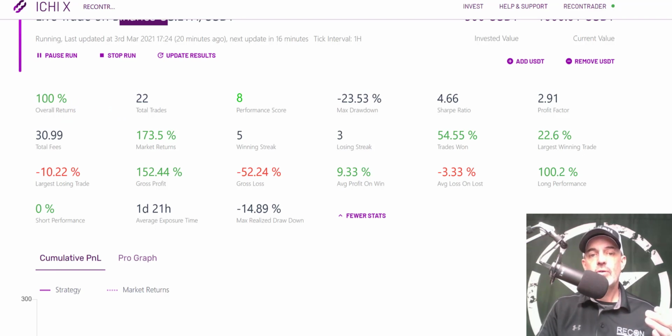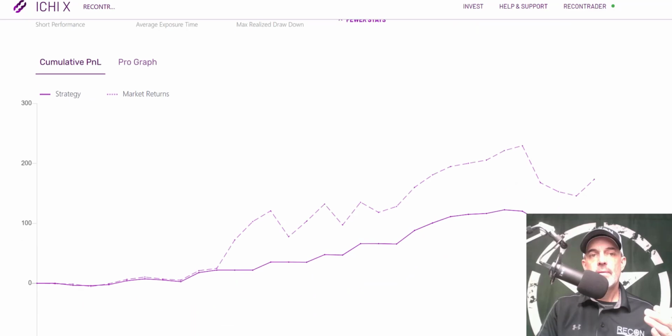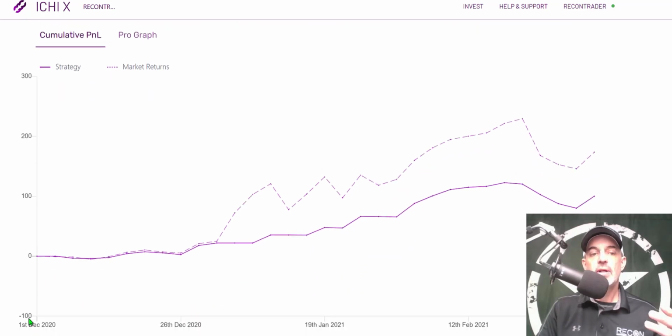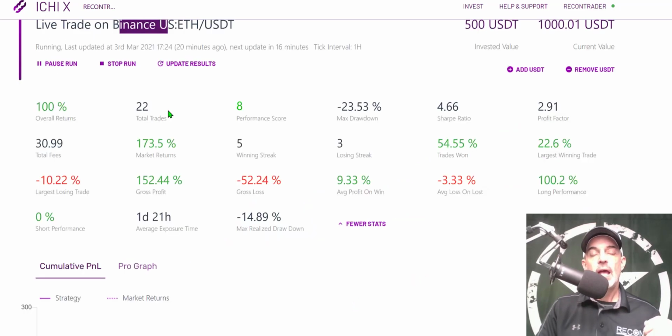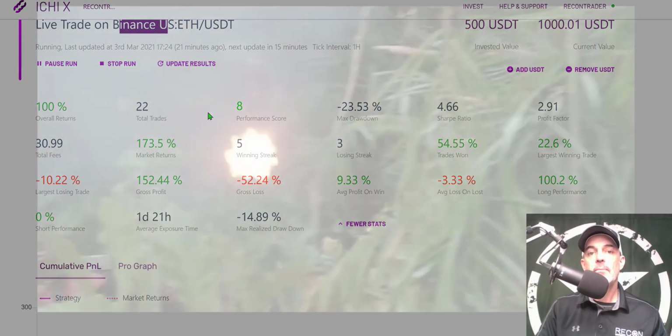Now, if we scroll down quickly, you can see I deployed the bot on December 1st, 2020, and today is March 3rd, 2021. During that 3-month period, the bot has executed 22 trades, or just about 7 trades a month. Again, if you're an action junkie, most of my strategies aren't going to satisfy you. They're going to be more focused, probably more along the lines of a sniper versus spray and pray.